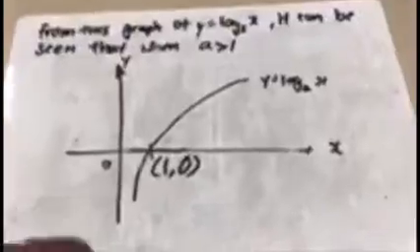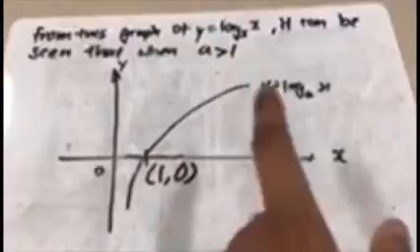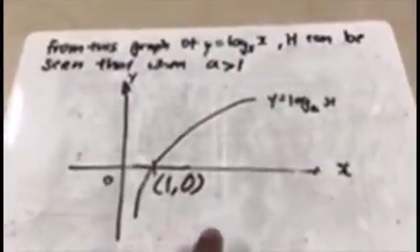From this graph of y equals log base 5 of x, it can be seen that when a is greater than 1, the graph will increase and it will intersect the point (1, 0).